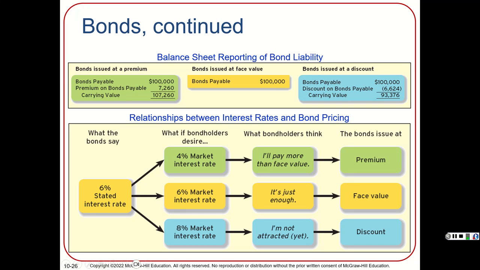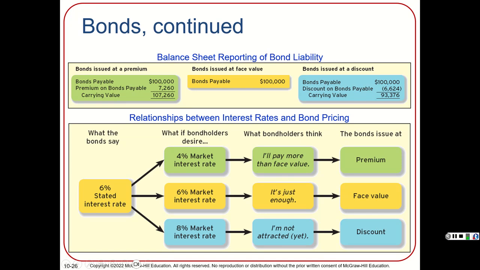What happens is on your liabilities, you're going to have the 100,000 listed for both scenarios. And then either you're going to have the premium listed, which increases the carrying value of the bond issuance. So the carrying value in this example is 107,260. The carrying value when the issuance was at face value is always 100,000. And then the carrying value for bonds sold at a discount is less than the face value.